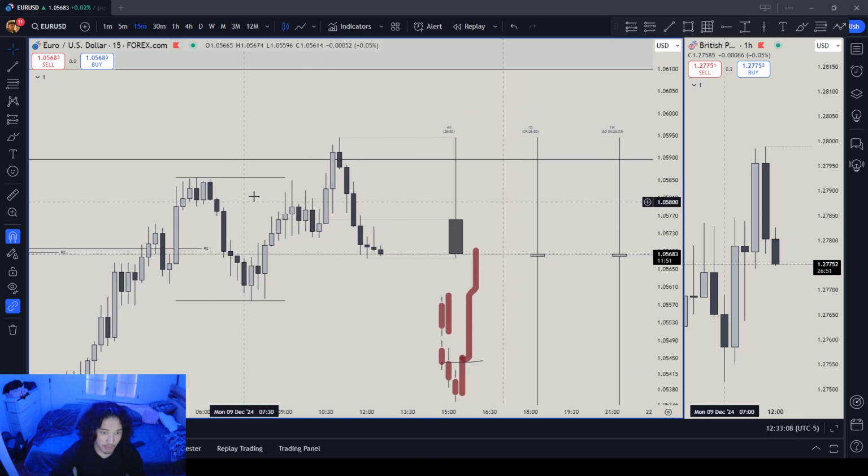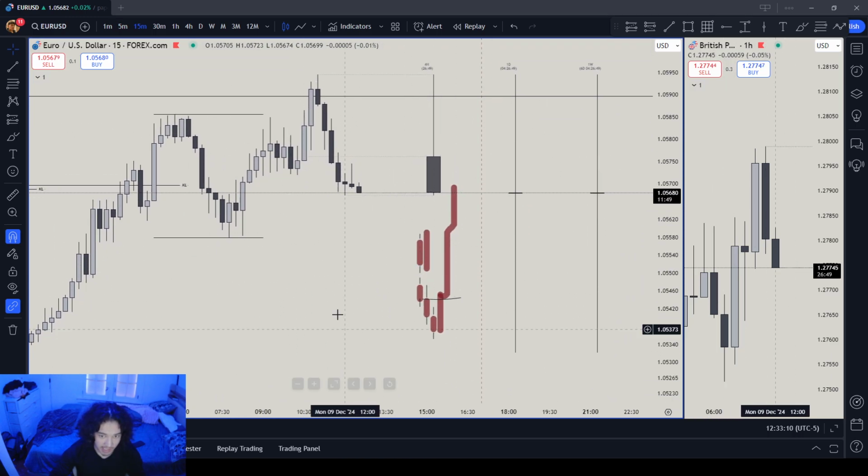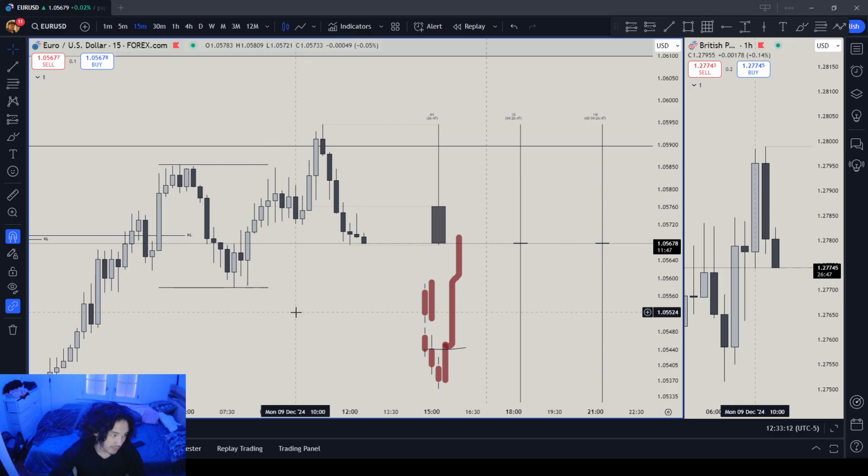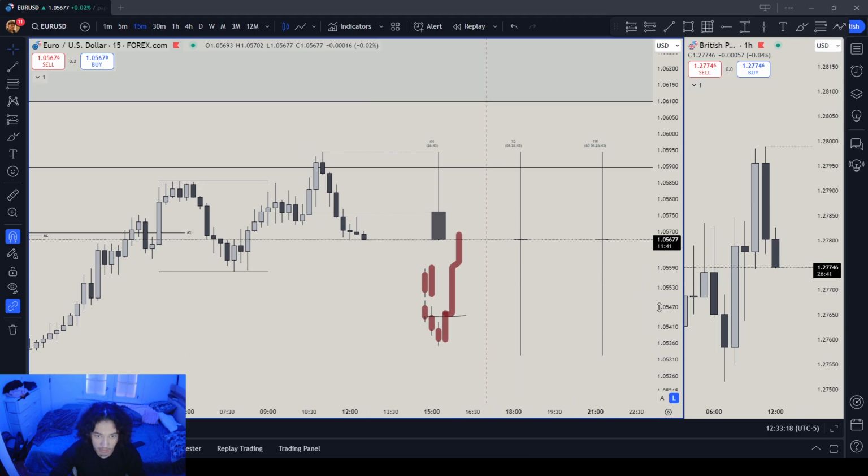But the way I traded, if I would have traded this the way I described right now, there would have been no trade for me to take this week, this Monday. But yeah, this is my trade recap.